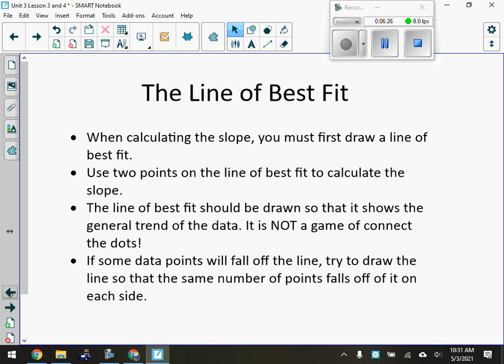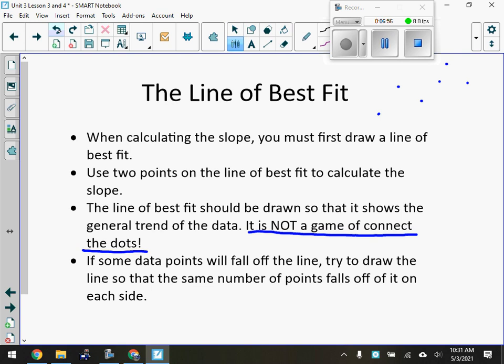And I know this is jumping a little bit ahead here, so just bear with me, we're going to come back to this. It is not a game of connected dots, okay? So if you have dots that kind of look like this, for example, we are not going to do this. Not going to do this, okay? Like, we're not doing that, okay? So what we want to do instead is find a general trend of the data, if you want to think of it that way, okay?